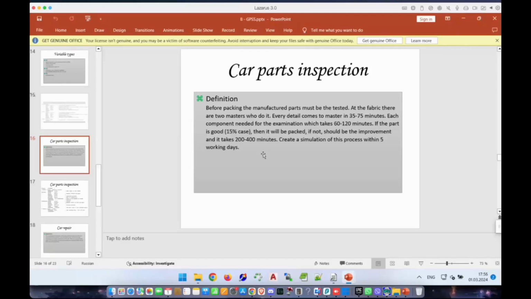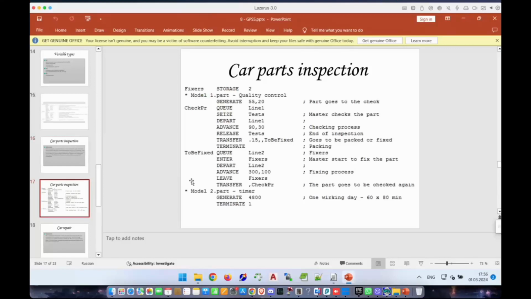For the fix, there is a guy who is fixing the spare parts, and that takes from 200 minutes to 400 minutes. So we have two testers and one fixer, and we have to simulate the process for several working days. Here I have 5 working days, but actually there will be 10 working days used. And here we have this quality control code.